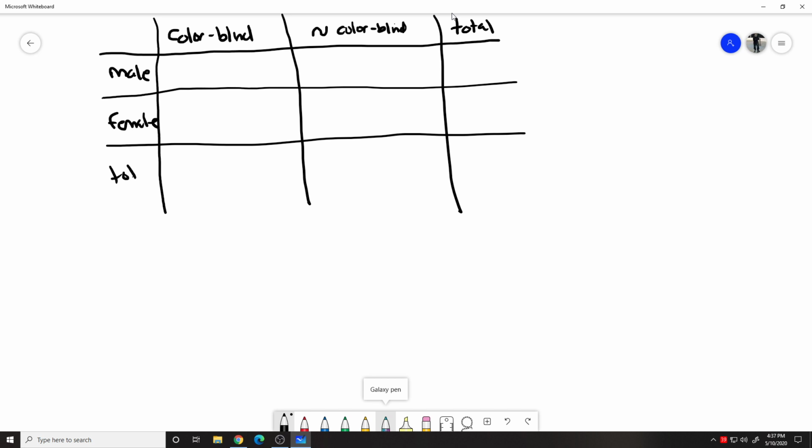So we're going to have two totals. We're going to have a total along here for our colorblind and not colorblind. We're going to add them up and get a total. And we're going to add our male and female people together and get a total that way as well, just like a two-way table, which we did a couple weeks ago. I'm going to give you some of the information.